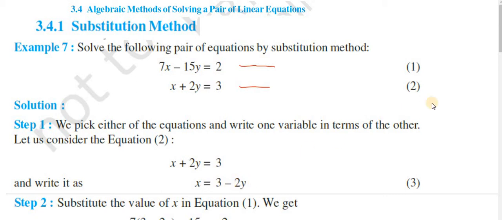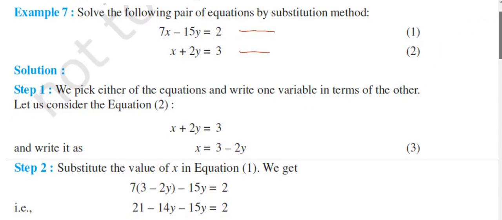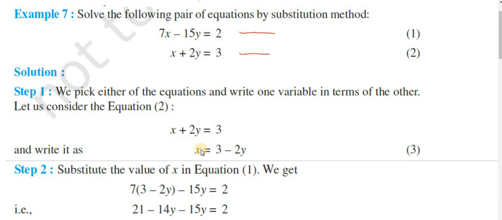So 3 minus 2y. What they did was write x in terms of y. Now substitute the value of x in equation 1. We got this x from equation 2, so don't substitute this x value in equation 2 again. Why? Because this is a product of equation 2, so if we substitute, we'll get the same answer.